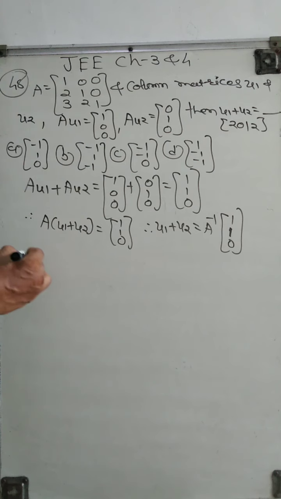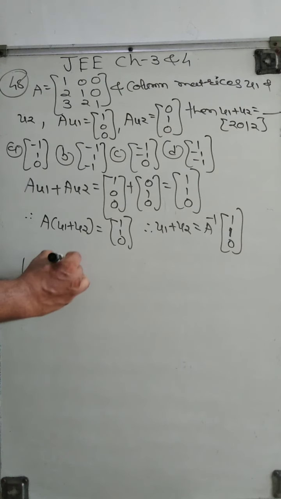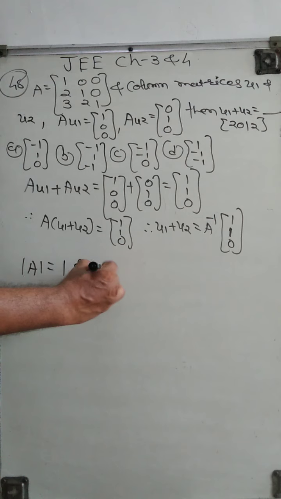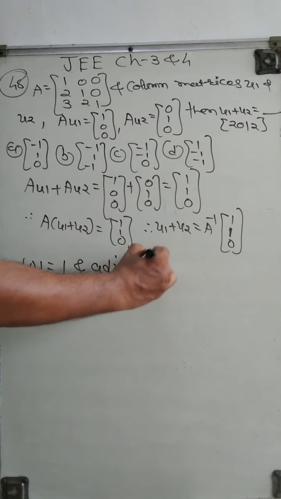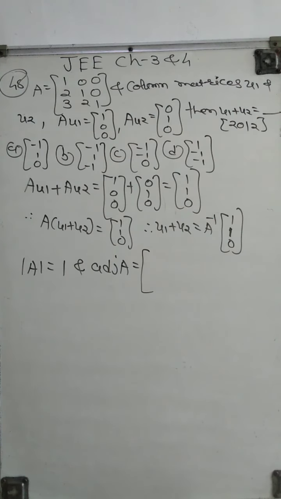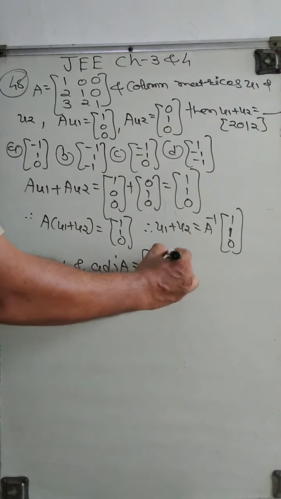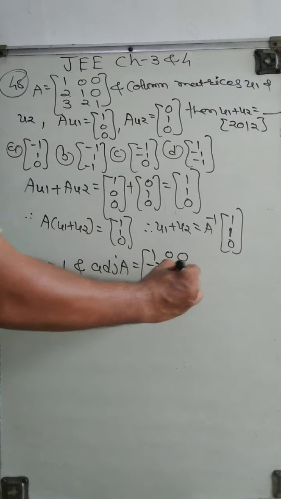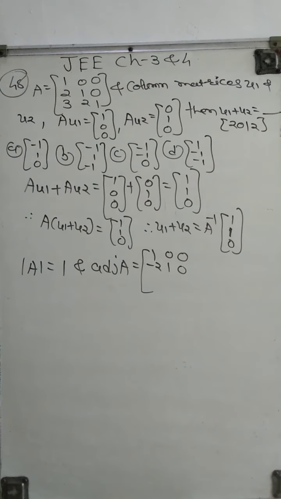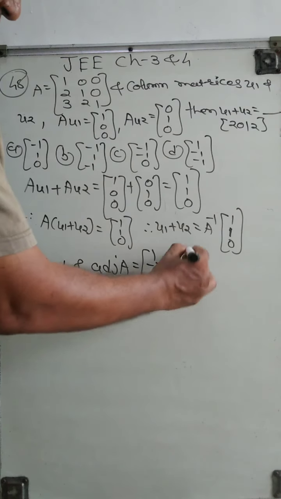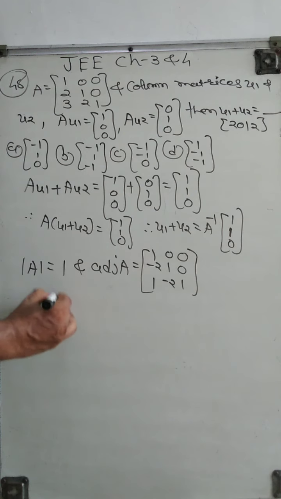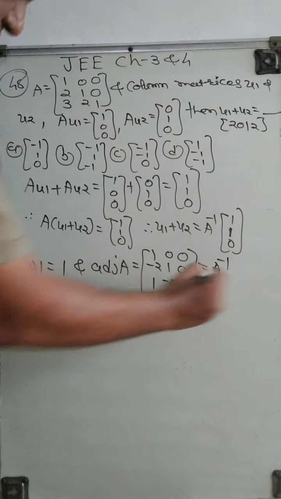So here for A inverse, determinant of A is equal to 1 and adjoint of A, I write directly: 1 0 0, minus 2 1 0, 1 minus 2 1. Therefore A inverse is also the adjoint of A. A inverse is the same one. This is the A inverse.